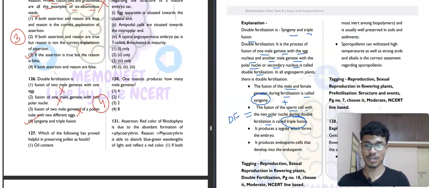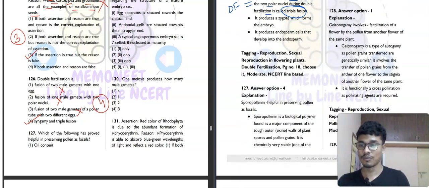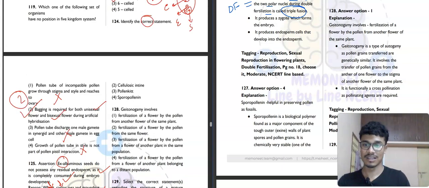Now the next one, question number 127. Which of the following has proved helpful in preserving pollen as fossils? Oil content, no, it is not the correct answer. Then cellulosic intine, no. Pollenkitt, no. Sporopollenin, yes. Sporopollenin cannot be degraded by any enzyme. It is very stable. That's why it helps in preserving pollen as fossils. So the fourth option will be our correct answer. Then the next one, that is question number 128.